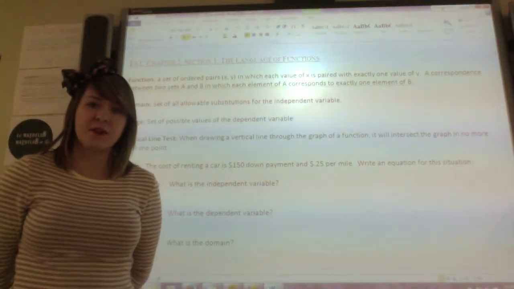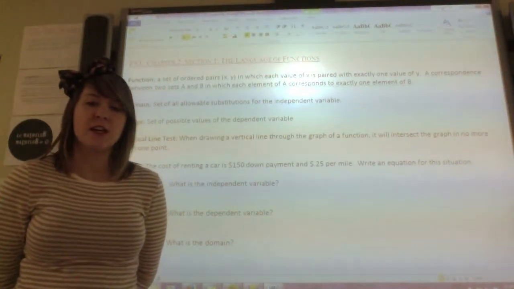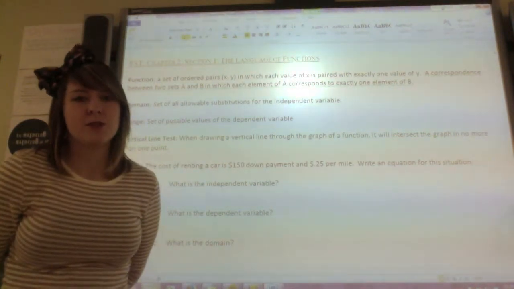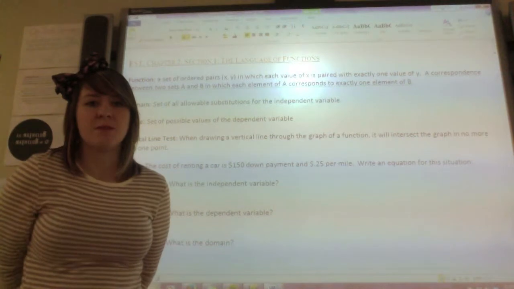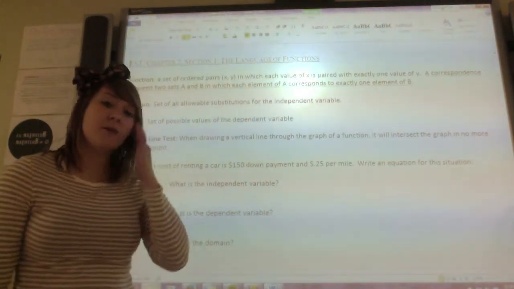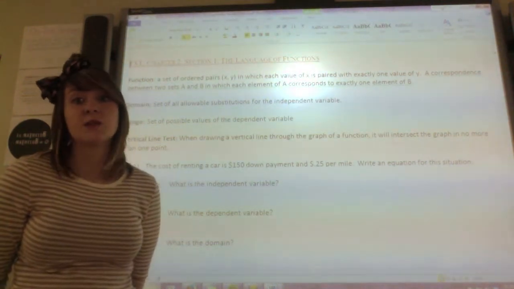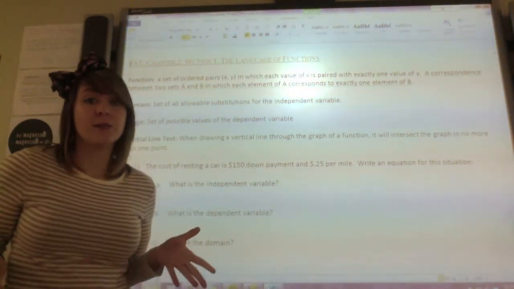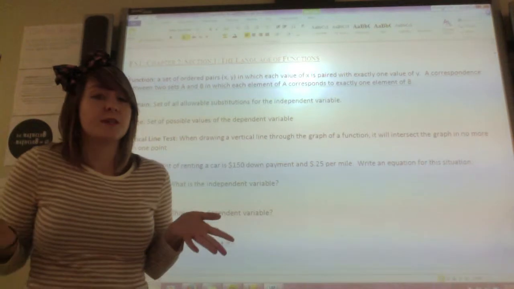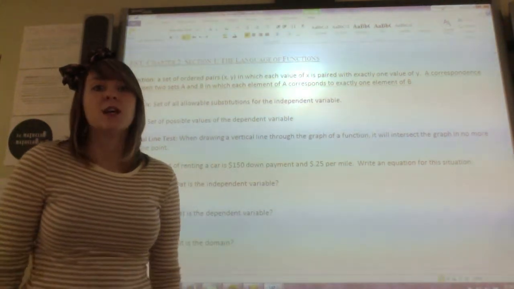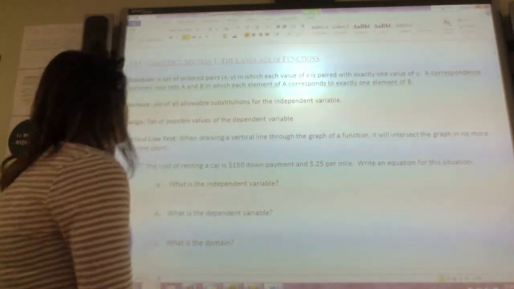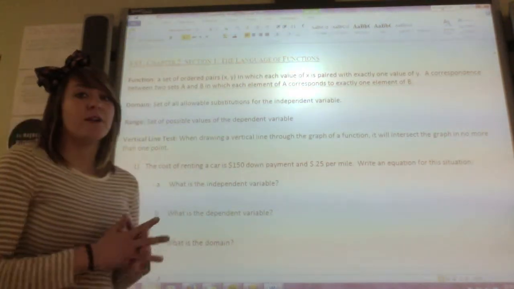Hey guys, today we're starting Chapter 2 for FST, and Chapter 2 is called Functions and Models. Basically in Chapter 2 we're going to be doing an introduction to different types of functions. We're going to be talking about domain and range of different functions. We're going to talk about graphing functions, and we're just going to basically learn what are the characteristics of a function, what does it mean to be a function, and then we're going to take that and apply that to different real-world situations. So for section 1, this is called the language of functions.